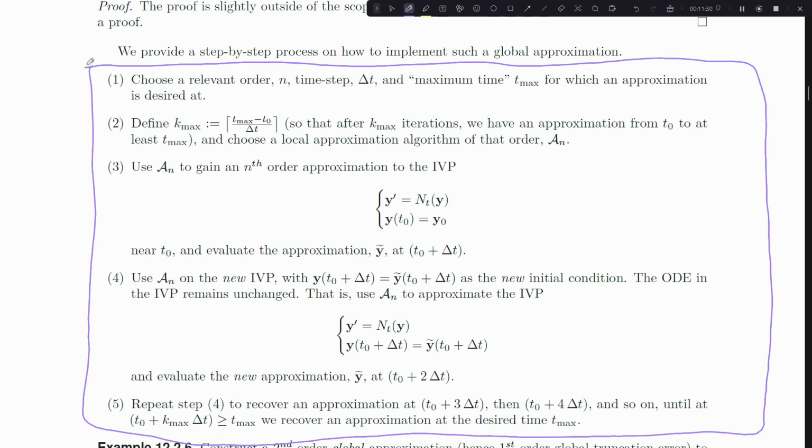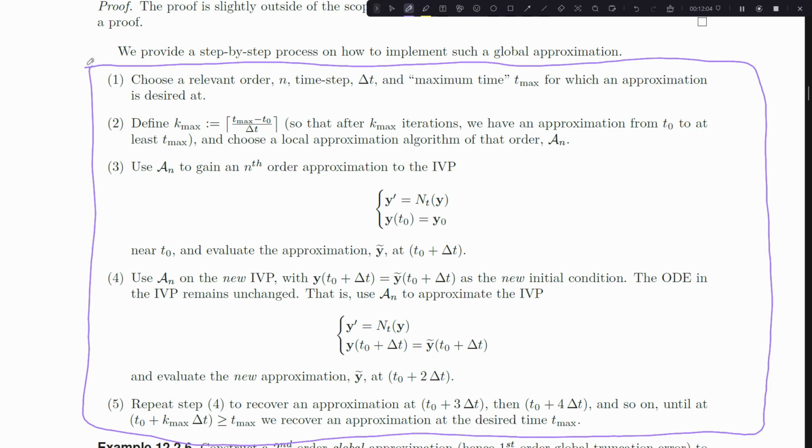Step 1, we're going to choose a relevant order, n, a time step, delta t, and a maximum time, which we're calling t max, at which an approximation is desired, right? So if I say I need an approximation out to 37 seconds, then t max is 37 seconds. Choosing the time step is somewhat arbitrary, and you try to make it as small as possible so that your computer can actually handle it. And the relevant order just depends on how computationally intense you want your code to be, because the higher the order, the more intense your code's going to be.